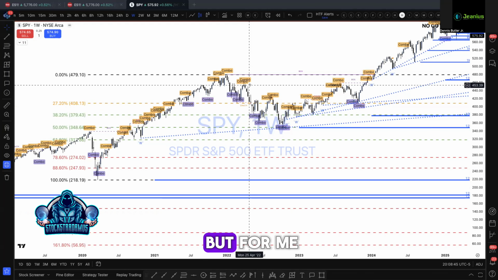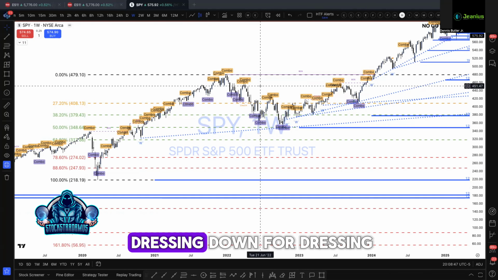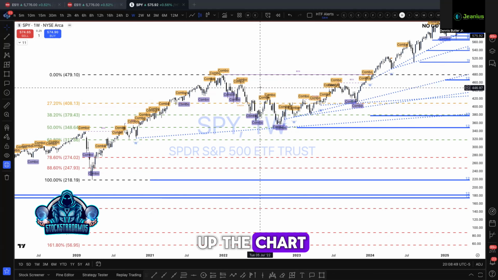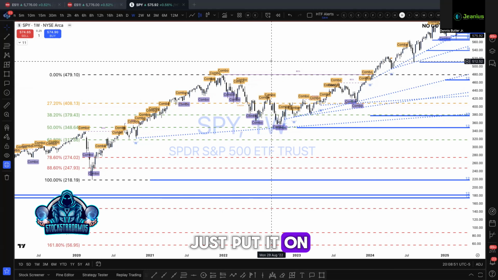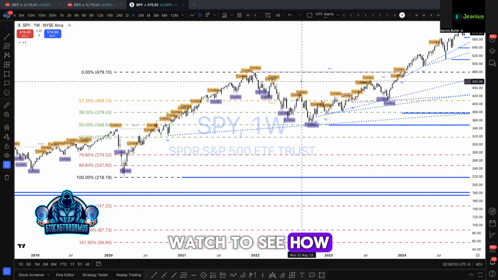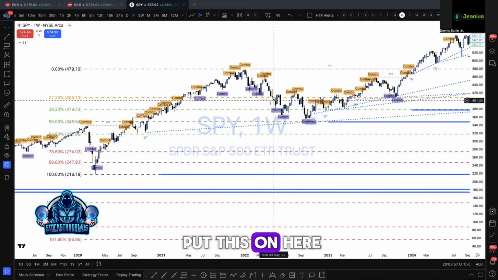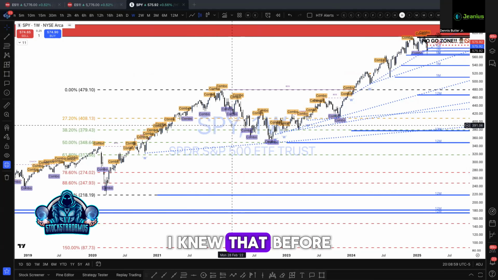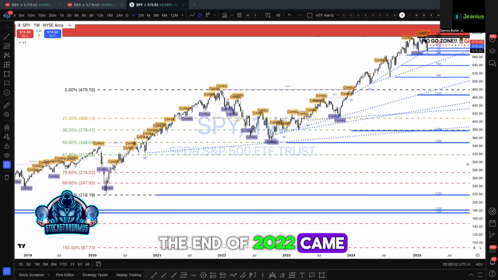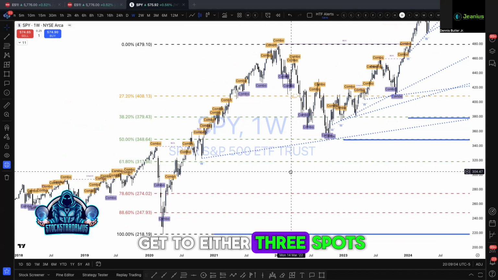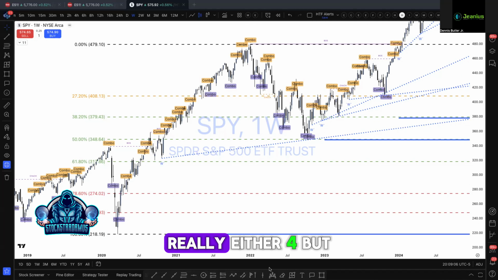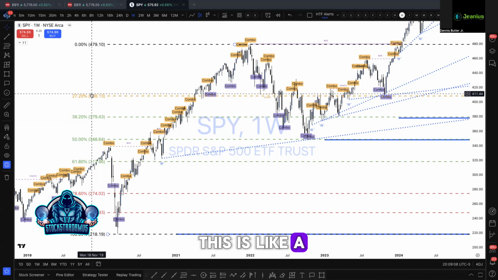But for me, I do it for dressing up the chart. So I look at it as, I'm just going to put it on and watch to see how the market reacts to those areas as they come about. And once I put this on here, I knew that before the end of 2022 came, the market was going to get to either three spots. Really either four, but this one is like a yellow light.